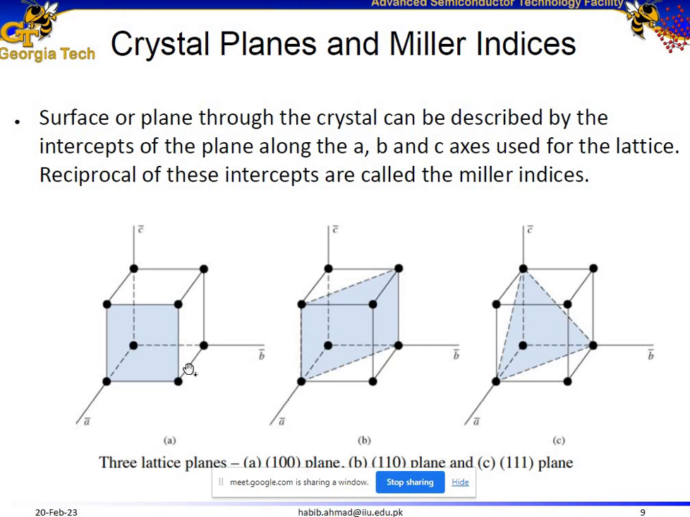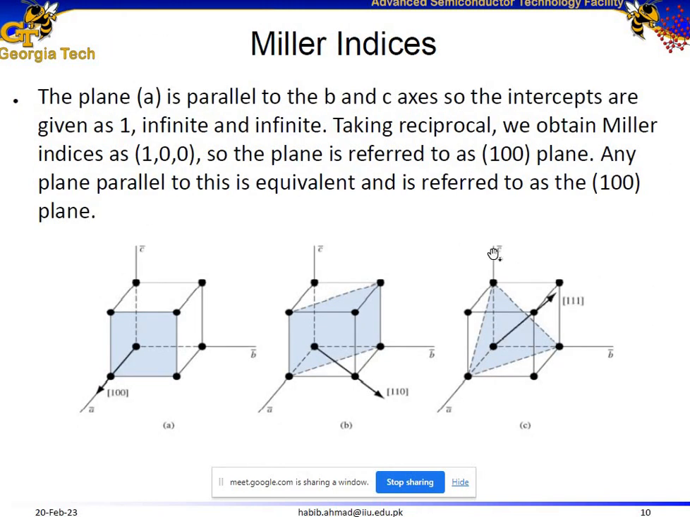Well, not exactly 0, because it does not intercept the y and z-axis. So ideally we can say they are going to intercept the y and z-axis at infinity. They never intercept the y and z-axis. So talking about the Miller indices, let's go to the next slide as well. The intercepting points for this would be 1 for the x-axis, infinity for the y-axis, and also infinity for the z-axis.